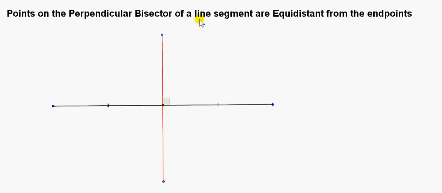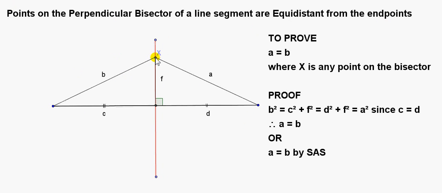So what this says is that if we take any point on the perpendicular bisector, let's say we take this point here, then the distance of this point to this point here is equal to the distance of it to the other end point. So we want to prove that these two lines have the same length. Let's call the point on the perpendicular bisector x. I could have picked any point on the perpendicular bisector. I could have, say, picked this point here. Doesn't matter.